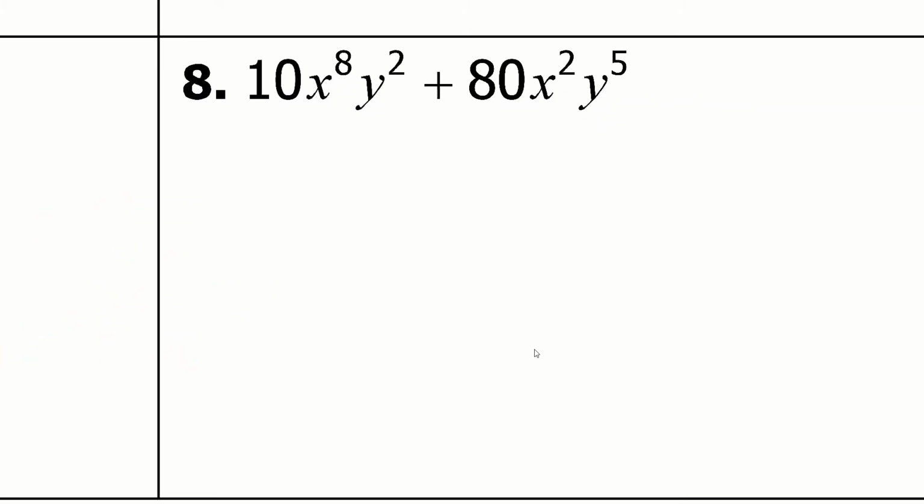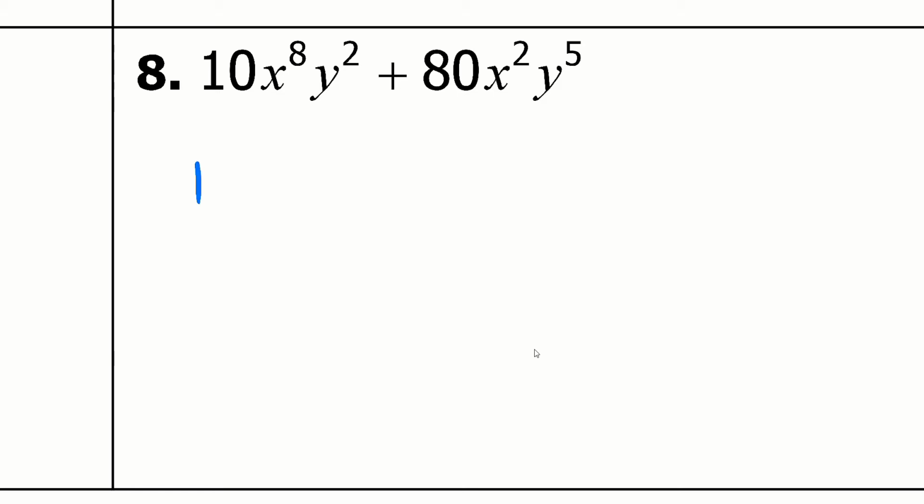Number 8, last binomial. I can definitely pull out 10. Look, this has 8 X's. This one has 2. I can pull out X squared. This has 2 Y's. This one has 5 Y's, so I can pull out Y squared. So my GCF is 10X squared Y squared. So what does that leave me with? Well, 10's cancel. X to the 8th divided by X squared is X to the 6th. Y squareds cancel. Positive 80 divided by 10 is positive 8. The X squareds cancel. Y to the 5th divided by Y squared is Y cubed.